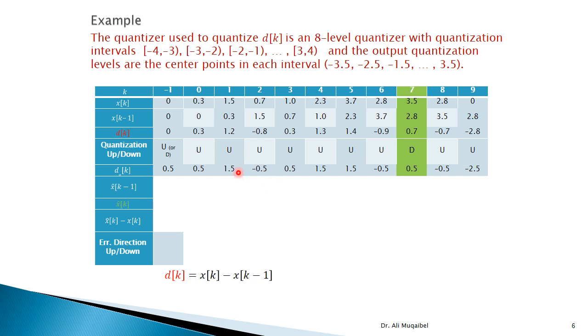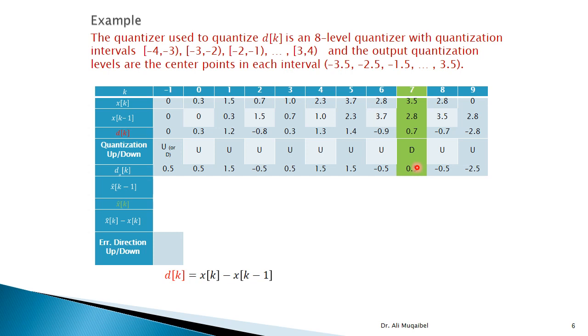You notice that in all these samples we are quantizing in an up direction, which means the approximate value will be more than the original unquantized value. So 0.3 became 0.5, 1.2 became 1.5. Unfortunately for this example, it's all up until the sample where we quantize 0.7 to 0.5. In this example, we're going downward.